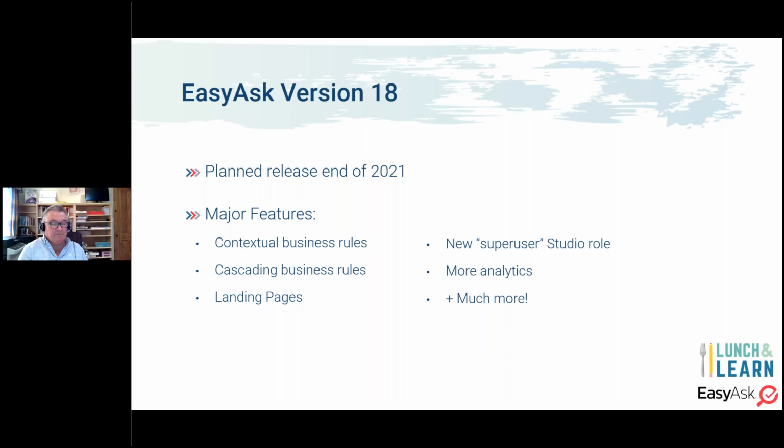The kind of major features that I want to highlight, though, are things like contextual business rules, cascading business rules, landing pages, which we've been asked for a lot. We've got a new superuser role in Studio, and for some of you that would be very useful. There's more analytics, and there's a whole load of other stuff, and I'm not going to go through everything. I just want to show you some highlights.